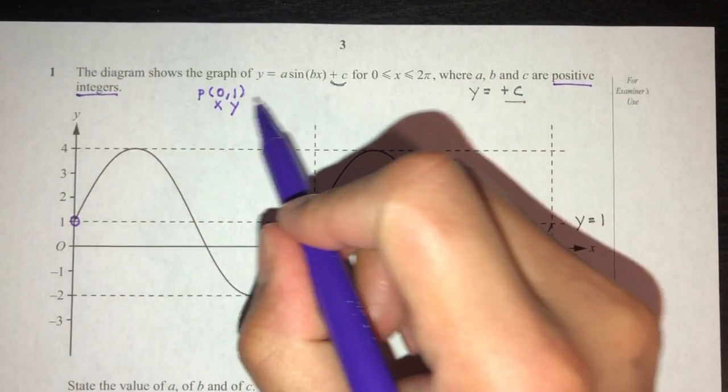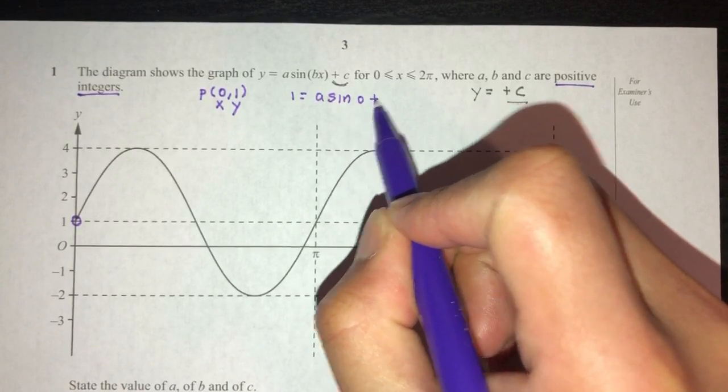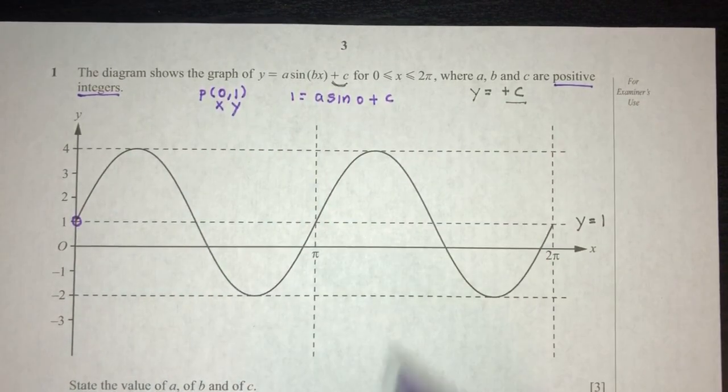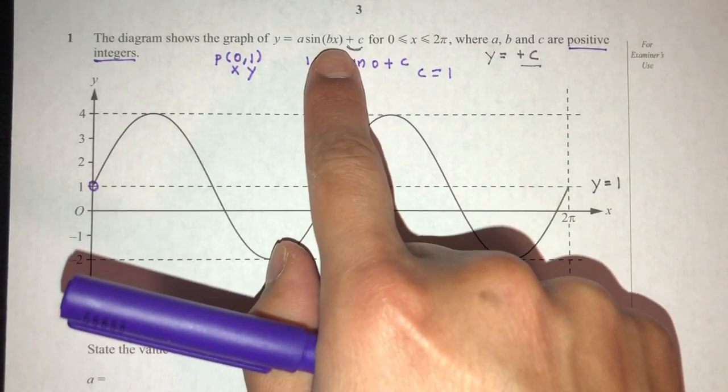So let's try. Y is 1. This is sine of 0 plus c. So sine of 0 is 0. C will be the value of 1. So same as this one. This is for c. Now for part B, how can you find b and a?